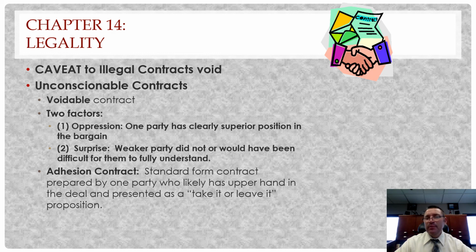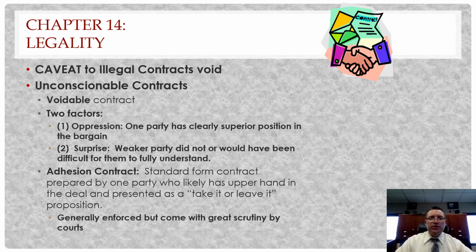You get it all the time in these app types of things. And if it were so oppressive, with all our apps, we don't have to sign on. There's so many out there. There's nothing that would be required of us. There's not some really unequal bargaining position, even though it is a take it or leave it type of situation. If you don't agree, then you don't get to use that app. It's not the type of situation where the courts are going to say, yeah, that's an adhesion contract, therefore a voidable situation. All right. Generally enforced, but come with some great scrutiny by the courts.